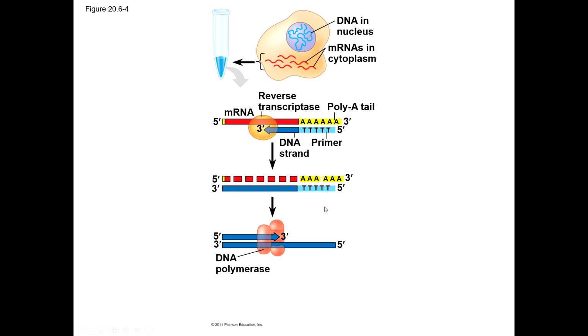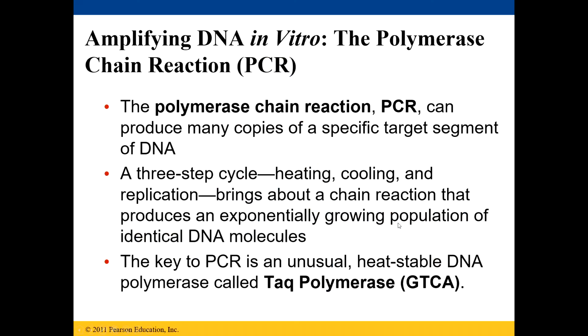So how do we do that? Well, we use DNA polymerase. Just like when our DNA replicates in nature, we do this in a laboratory setting. Once we get this DNA, we want to make many, many copies of it. We can amplify it in vitro using something called the polymerase chain reaction, or PCR. This is on the bottom of page 118.